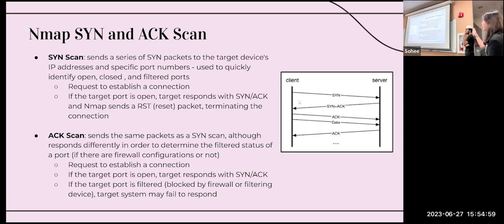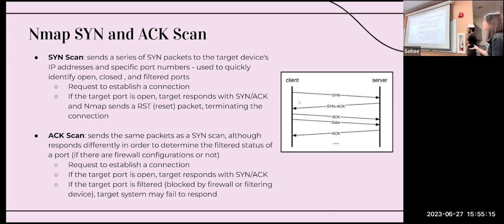So what the SYN scan does, it sends a SYN packet to the target, and it requests to establish a connection. If it's open, it'll send back a SYN packet, and then Nmap will stop the connection with an RST packet, terminating the connection.